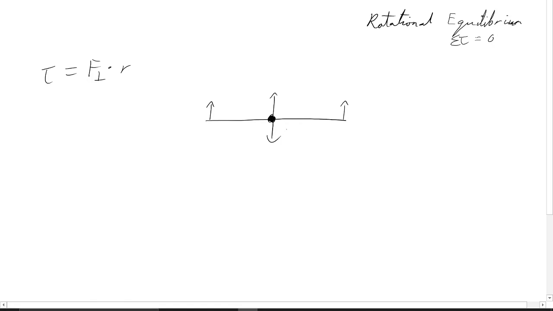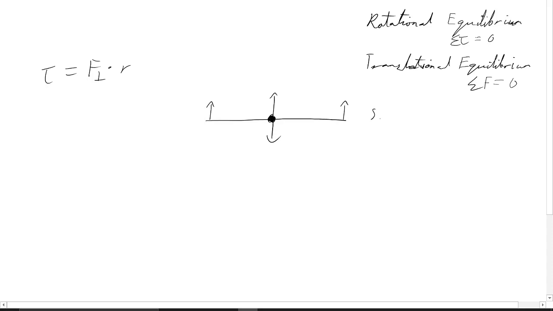Next, we have the equilibrium that we're used to. So I'll just put forces on the center point to show. This is called translational equilibrium. So this means that the stick itself is not moving at all, or it could be moving, but it would be moving at constant velocity. So sigma F equals 0.